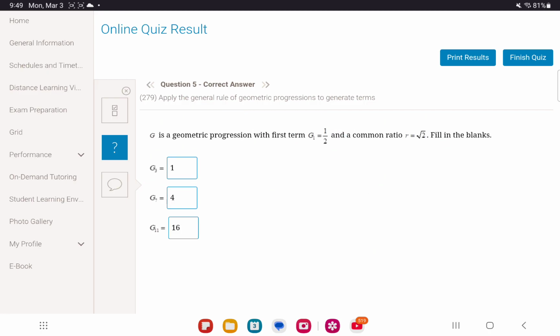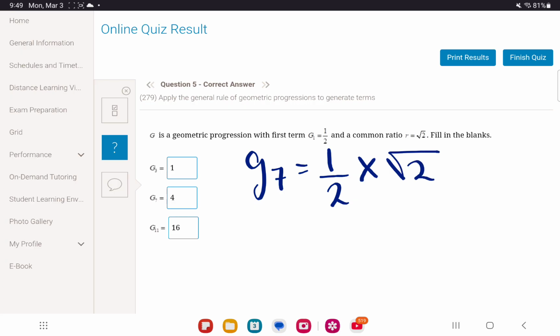Okay, now let me write the rule on top here so we can just keep it there always. Or we just can fill it in. So G7 equals G1, which is 1 over 2, times R, which is radical 2, and then 7 minus 1, so it's 6. When you do that on your calculator, you get 4.